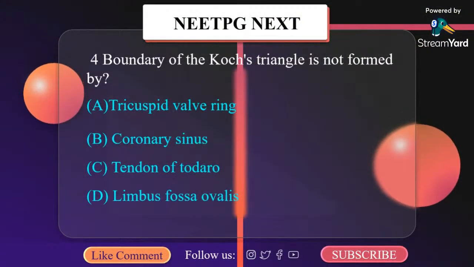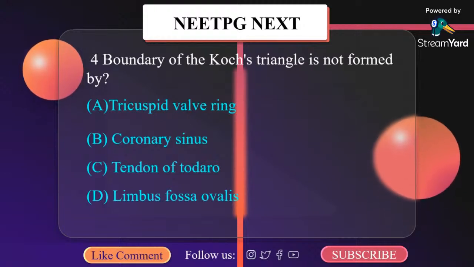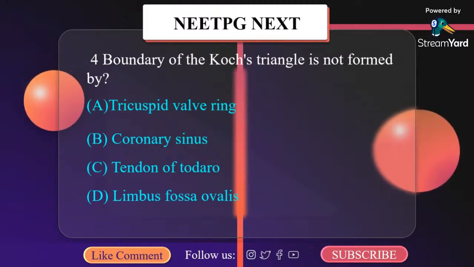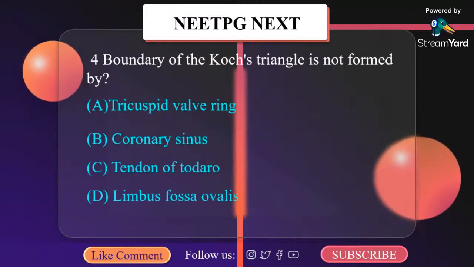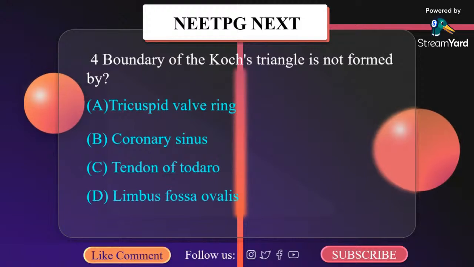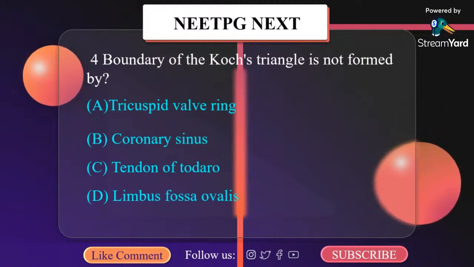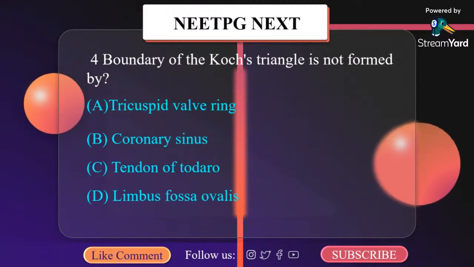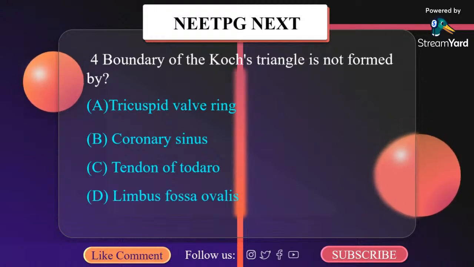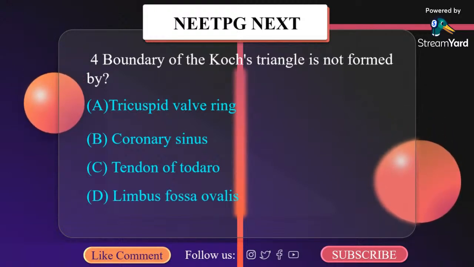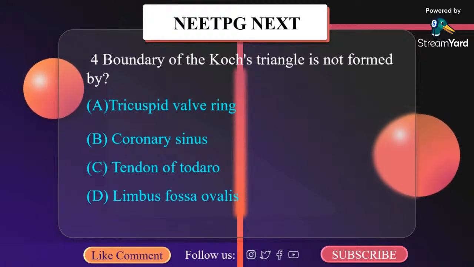Boundary of Koch triangle is not formed by: A, tricuspid valve ring; B, coronary sinus; C, tendon of Todaro; D, limbus fossa ovalis. Now this Koch triangle is a triangle enclosed by the septal leaflet of tricuspid valve, the coronary sinus, and the membranous part of interatrial septum. Walter Karl Koch, 1880-1962, was a distinguished German surgeon who discovered a triangular-shaped area in the right atrium of heart that marks the atrioventricular node, known as Koch triangle.